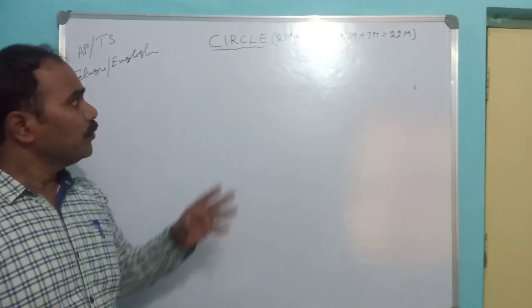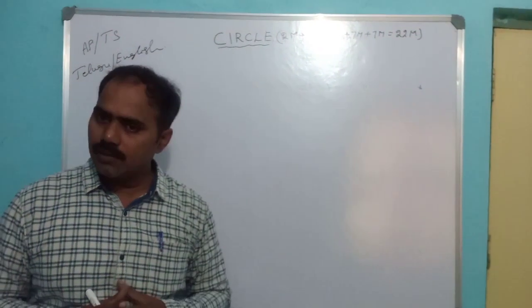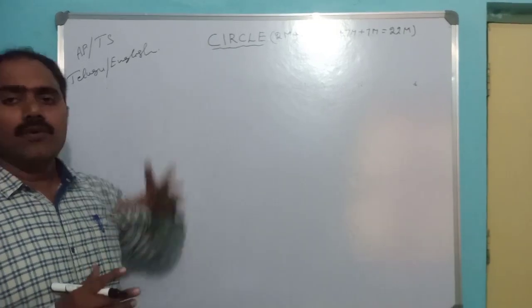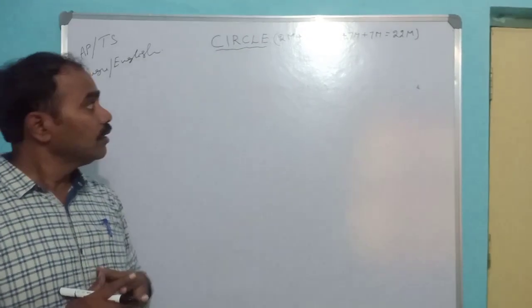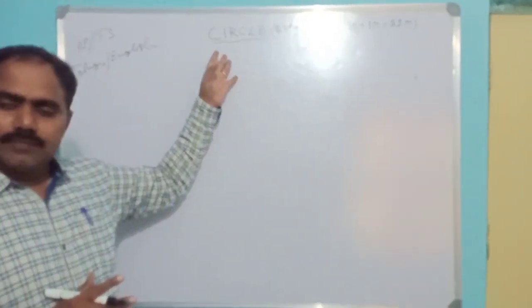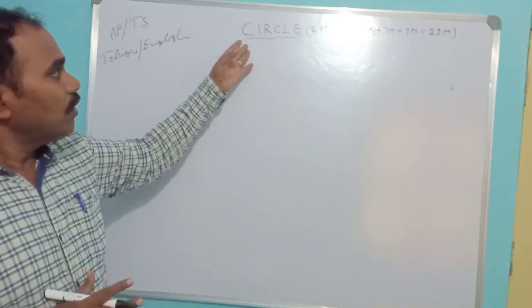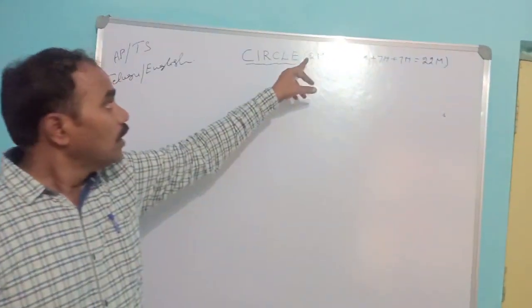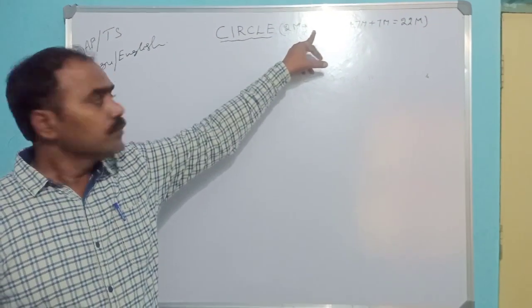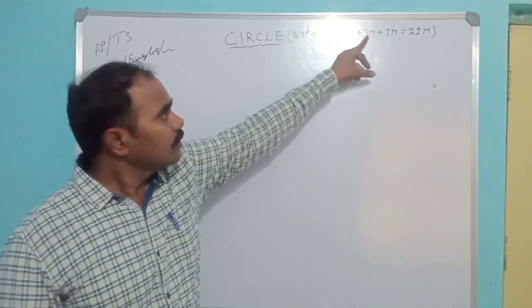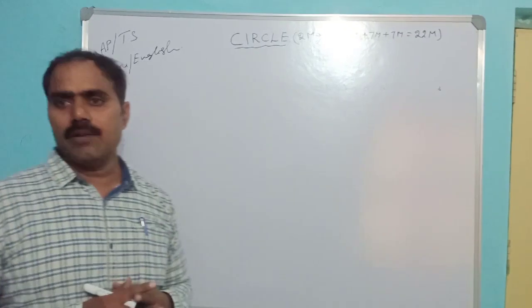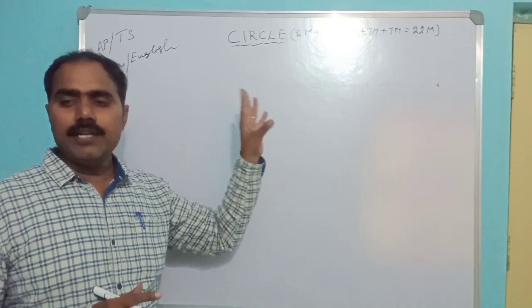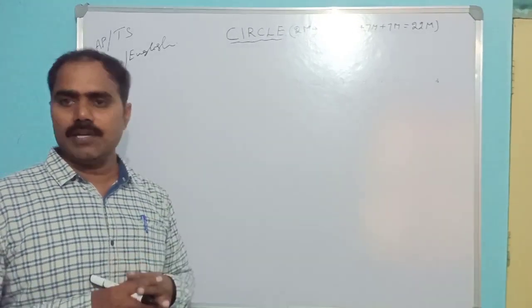Now we are going to start the topic circle. This topic is very important in IPE, and the weightage of this topic is 22 marks. Two marks, 4 marks, and 7 marks questions will be given in IPE. So this topic is important, scoring, and also easy.